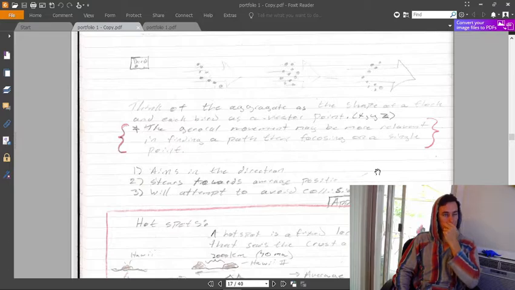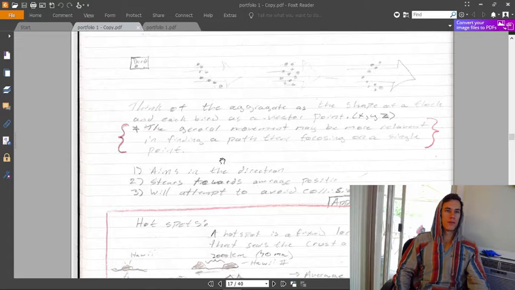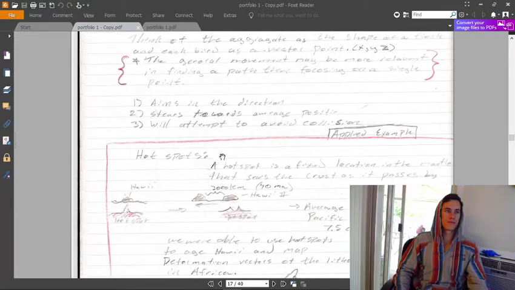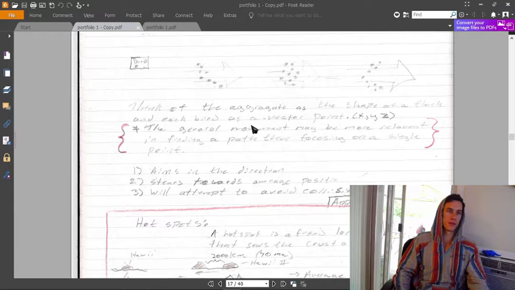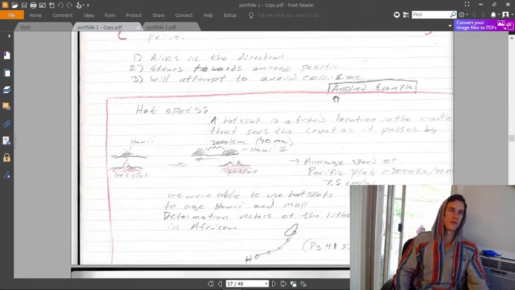The general movement may be more relevant in finding the path than focusing on a single point. So in general, it's good sometimes to focus on the entirety, the aggregate as a whole, instead of just this bird. Well, this bird is here and it's here. Say it stayed in the same position, but this bird moved forward and then it moved all the way back. So it's better to look at the whole thing instead of just saying it went forwards and backwards, but this one didn't go forwards and backwards at all. So it's about deciding what to focus on.